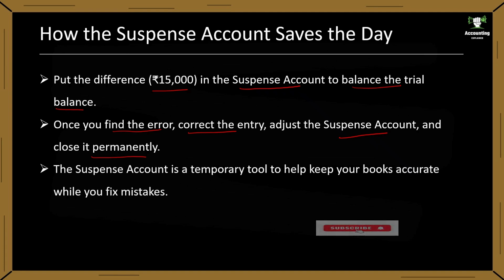The suspense account is a temporary tool to help keep your books accurate while you fix mistakes. It's only a temporary account you are opening, and as soon as you find out the mistake and you have passed the rectification entry, the suspense account will be closed and you have to fix the mistake. Since we are following the double entry system of accounting, your accounts should always tally.